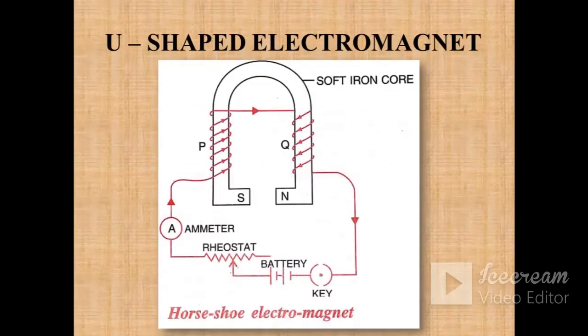Next is the U-shaped or horseshoe electromagnet, which is formed when an insulated copper wire is wound on the two arms of a U-shaped soft iron core. So for this, the horseshoe magnet acts like a soft iron core, and winding is done in the anti-clockwise direction in the arm P and in the clockwise direction in the arm Q. And why is this type of winding done? So that we get the two poles, that is north pole and south pole.